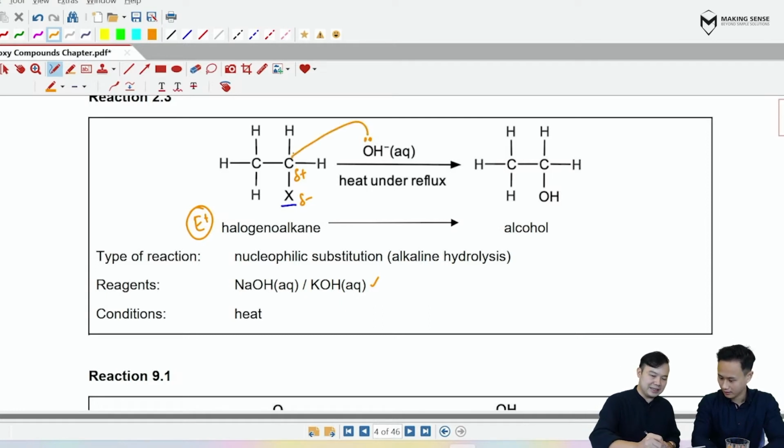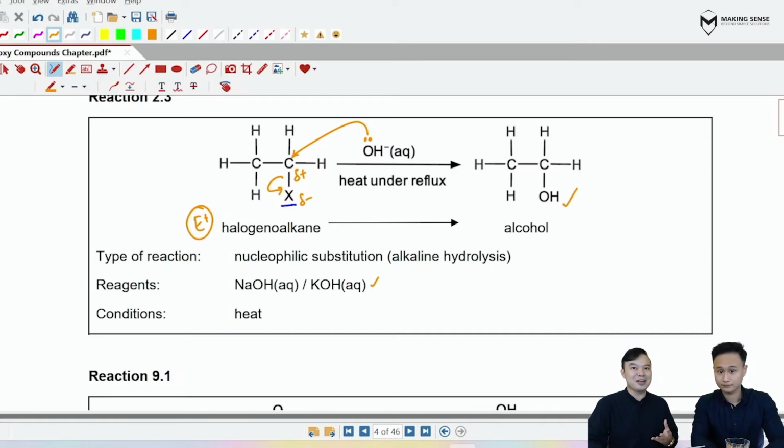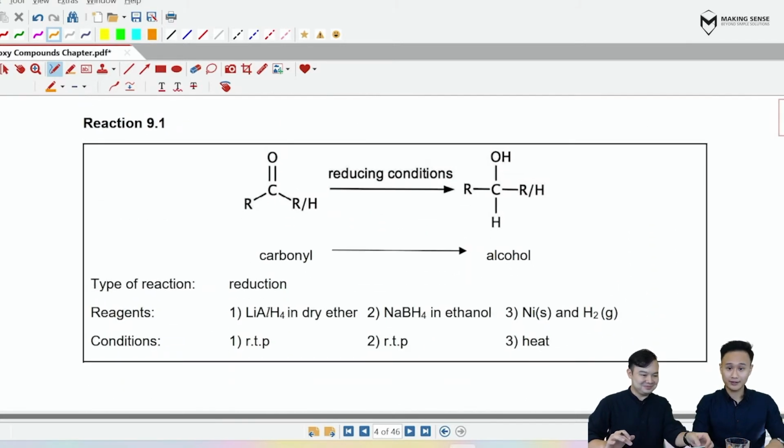You are going to attack the electron deficient carbon atom, causing the C-X bond to break entirely. And when that happens, you introduce the OH. That is the second way of creating an alcohol. Now, in reaction 9.1, something different.